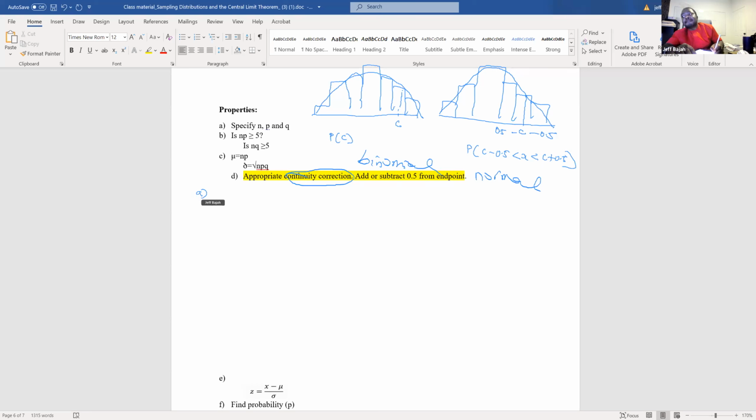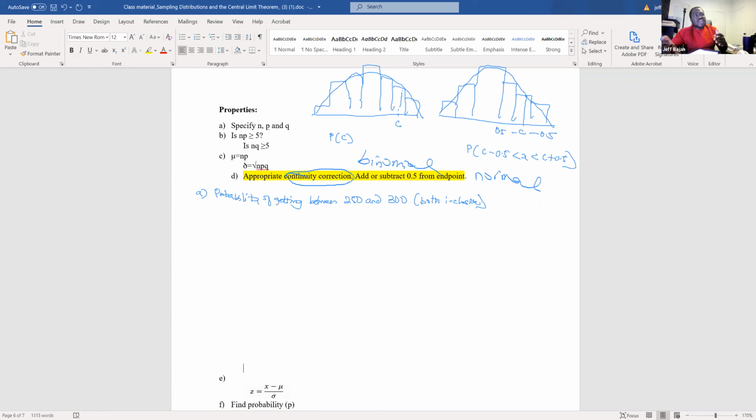Let's say the probability of getting between 250 and 300, both inclusive, right? So in this example, we're looking for between 250 and 300. If that's the question that we're given in binomial.